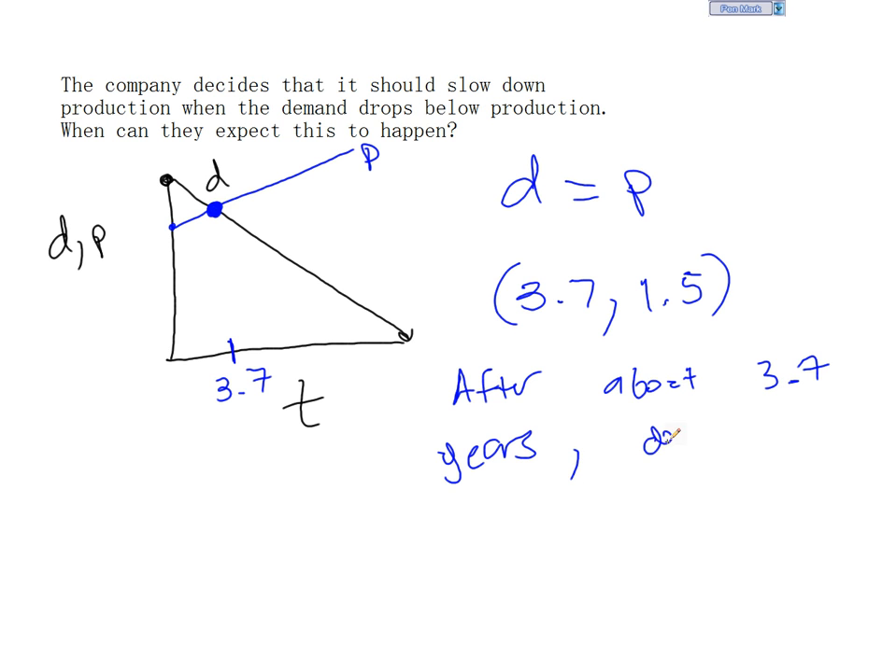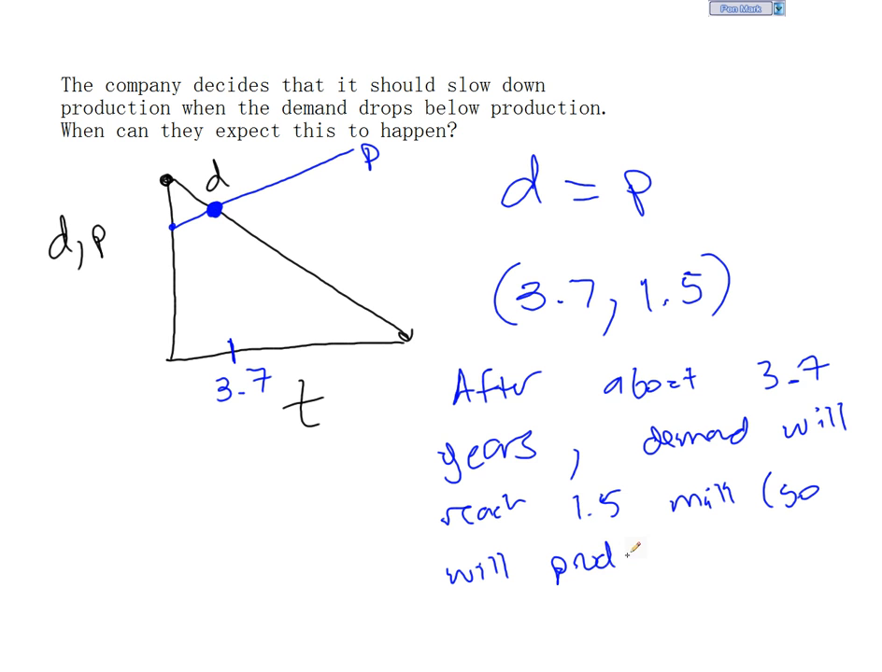The demand will reach 1.5 million. So will production. That's when they're both the same. So slow down production at this point, right? Because now they have no reason to produce more.